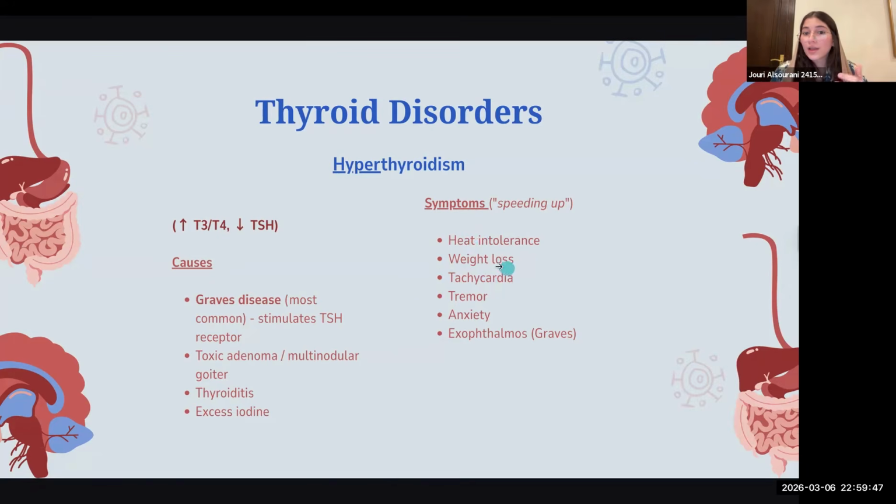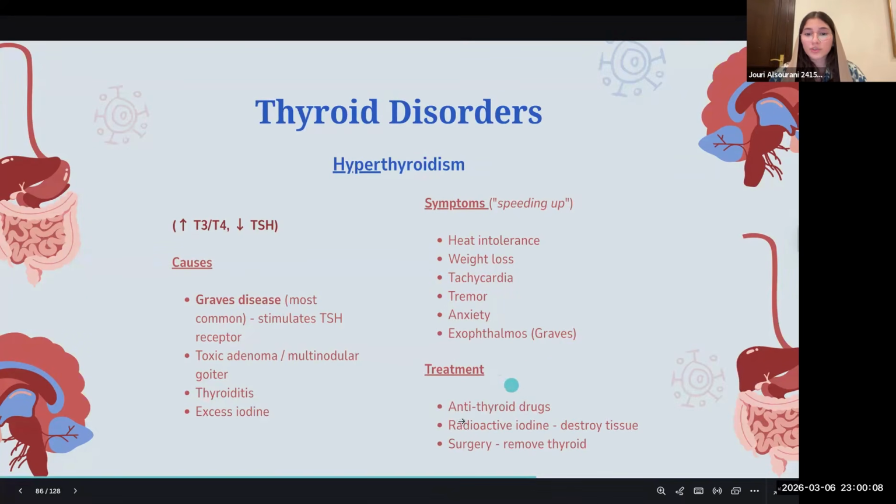Here we have weight loss. There we had bradycardia. Here we have tachycardia. So you see all the symptoms are the complete opposite. Here everything is speeding up. So yeah, tremors, anxiety, and we have exophthalmos, which is a common symptom of Graves' disease. So you will see it in hyperthyroidism since it can be caused by Graves' disease.